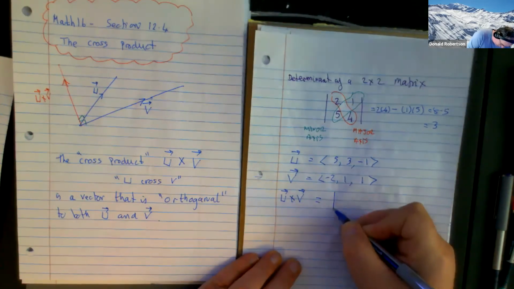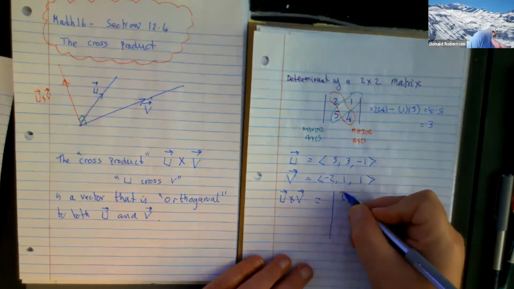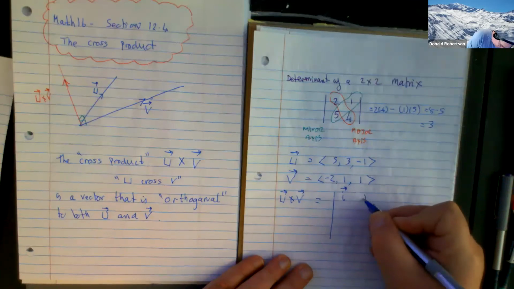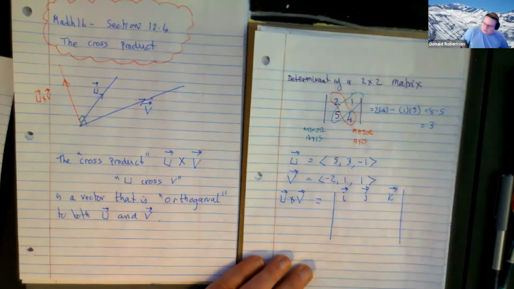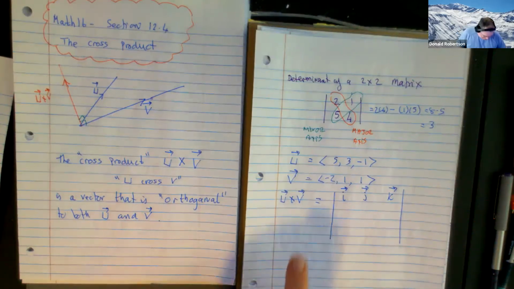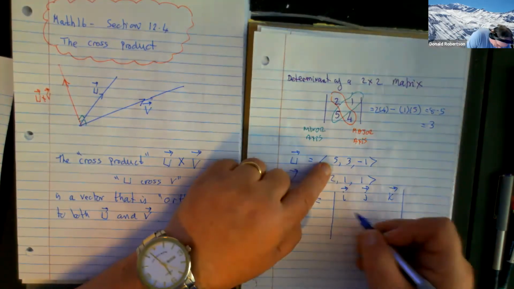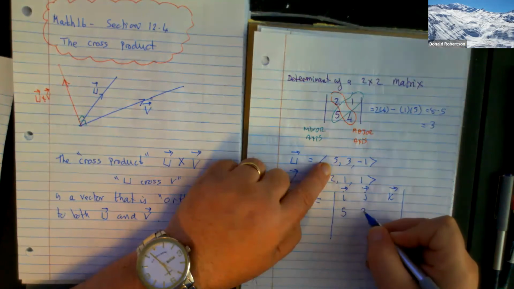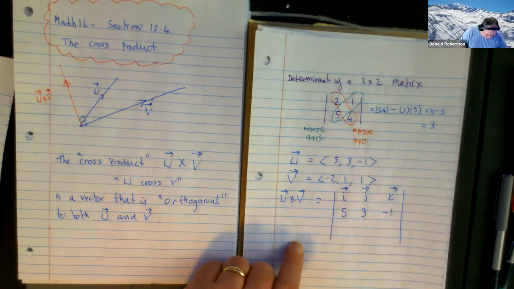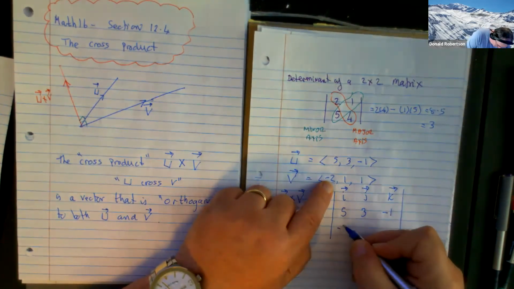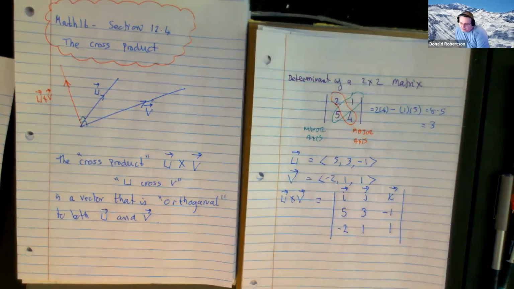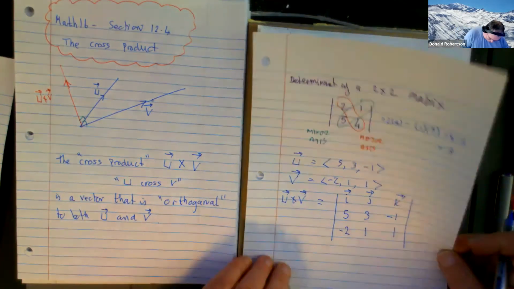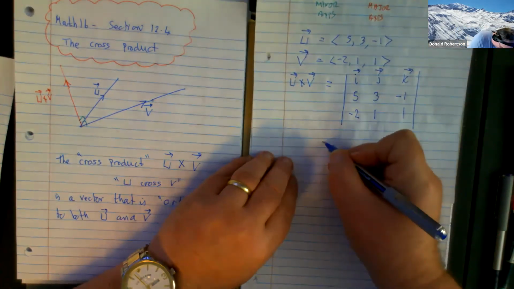first thing you're going to do is set up a 3x3 matrix. You put an I, a J, and a K as the first row. U goes next. You only put the numbers in: 5, 3, -1. V goes last. You only put the numbers in: -2, 1, 1. Does that look familiar to some of you? Right. Then you just follow instructions.